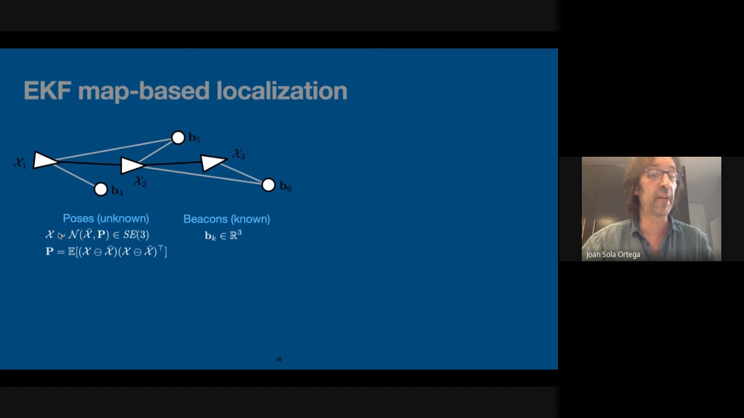So you have, for a Kalman filter, the elements you want to estimate and the covariances, as usual. And we consider a number of landmarks or beacons. In this case, we will consider them known. So we are not doing SLAM, we are doing just map-based localization. And these BK are points in 3D.